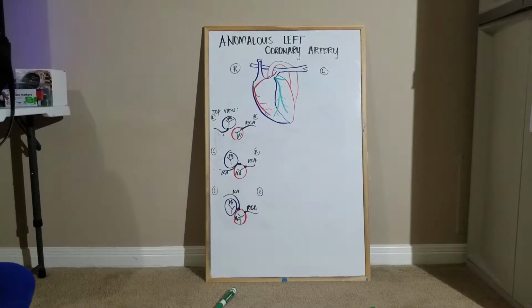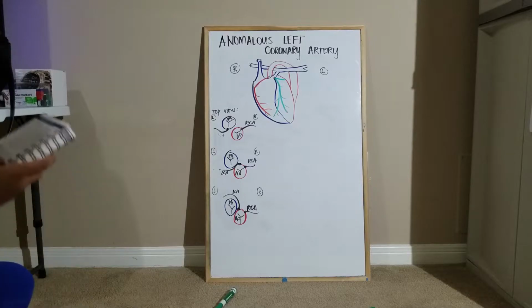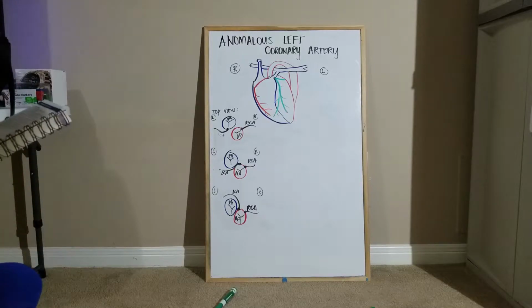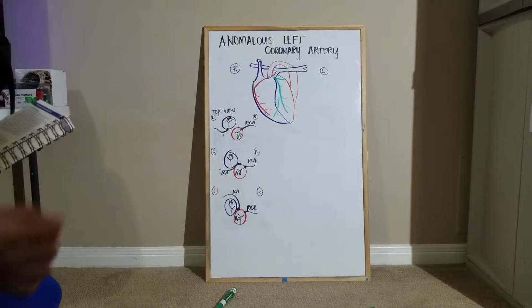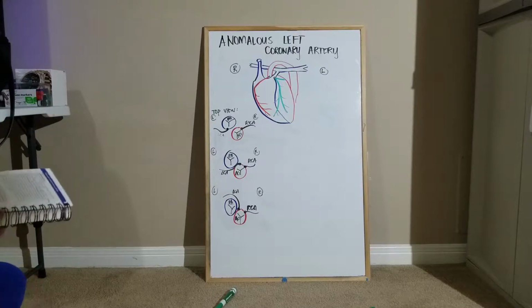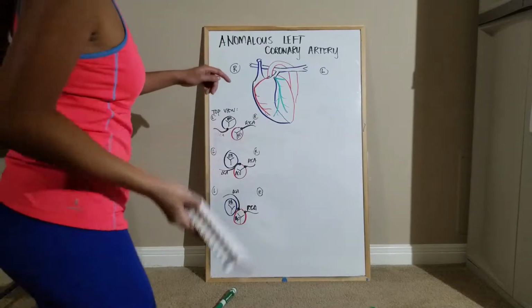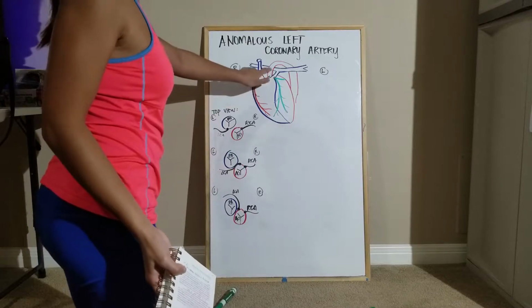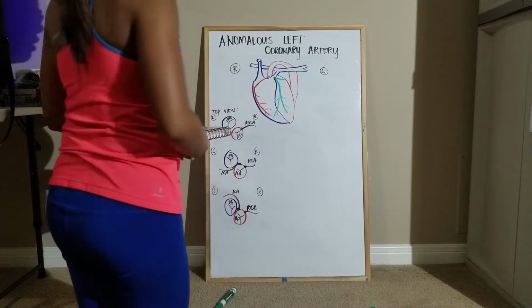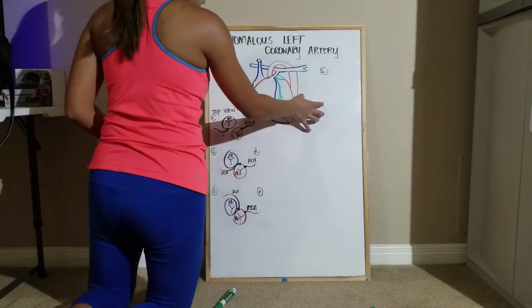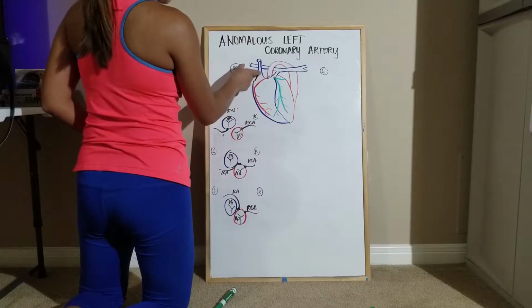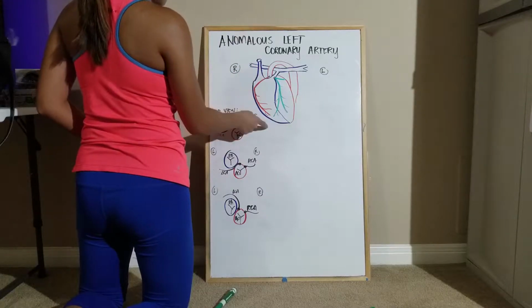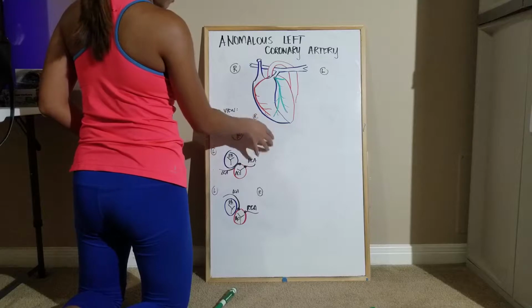Okay, so this is for anomalous left coronary artery. It's an abnormal left coronary artery that's coming from the pulmonary artery instead of the aorta. So this is the right side of the heart, the left side of the heart. This is our superior vena cava, and this down here should be the inferior vena cava.